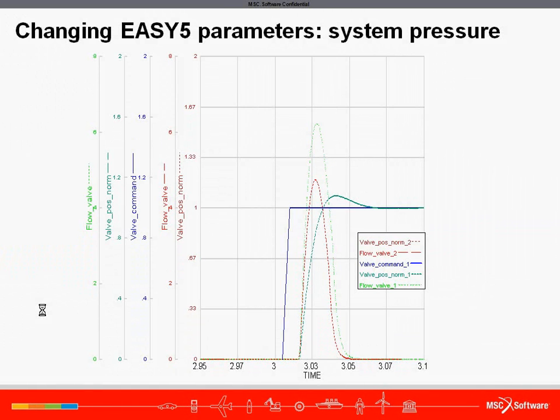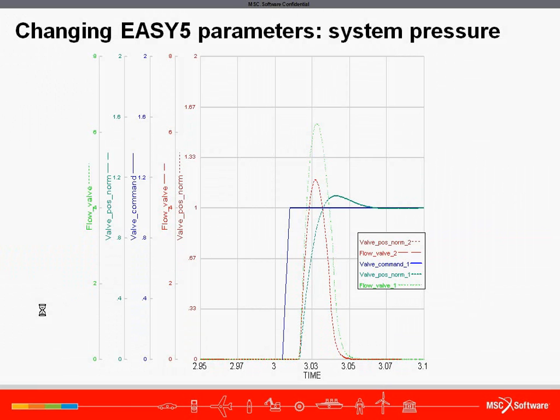The valve command, again the blue line, is the same for both instances, as is the valve position response, in this case the blue-green line. This is because flow forces and pressure forces within the valve were neglected in this case, but you could add those if you wanted. However, you can see the resulting larger flow magnitude and duration when the system pressure was increased. The dotted bright green line is the flow at the higher pressure, while the dashed red line is the flow at the lower pressure.